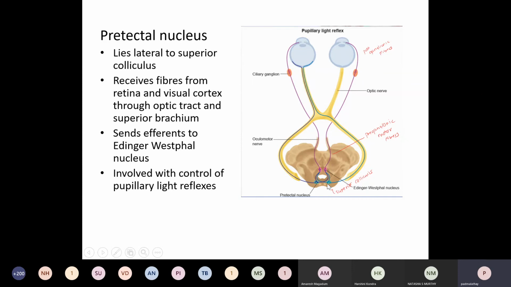The efferent fibers are carried from the pretectal nucleus to the Edinger-Westphal nucleus of the oculomotor nerve, from which the fibers run and join with the oculomotor nerve, where they relay with the ciliary ganglion and supply the ciliaris muscle and constrictor pupillary muscles. So it is involved in the pupillary light reflex.